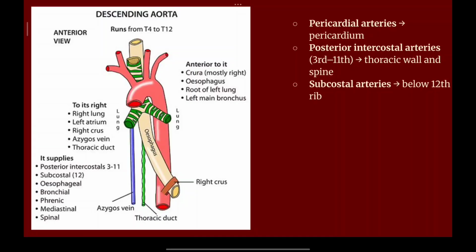To its right side, you can observe the right lung, left atrium, right crux, azygous vein and thoracic duct that are close to the right portion of the descending aorta. Then, the supply of the descending aorta, where all it is supplying the oxygenated blood: it is supplying the posterior intercostals from the 3rd to the 11th rib, the subcostals, that is the 12th rib, below the 12th rib, it is supplying blood over there. Then it is supplying blood to the esophagus, bronchus, phrenic and mediastinal, spinal as well.